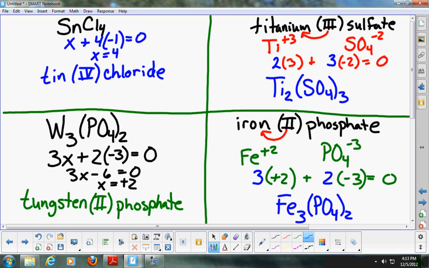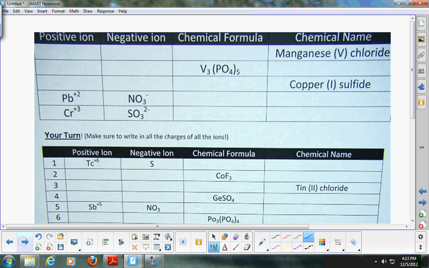Now, why are you making a mistake of putting parentheses if you need only one of the group? Don't do that. All right, we're going to go back and look at your worksheet, which is right here. Here's some examples. You're going to need to write in positive ion. So let's look at this.